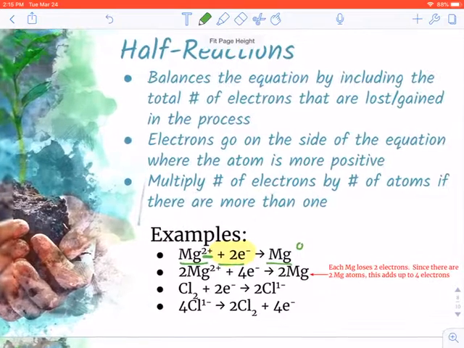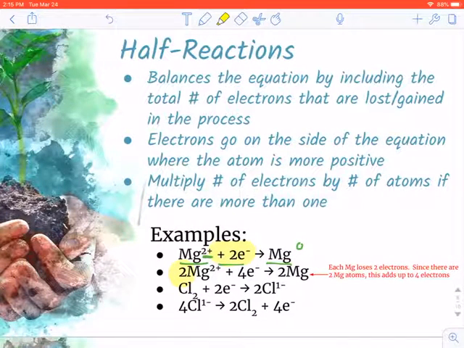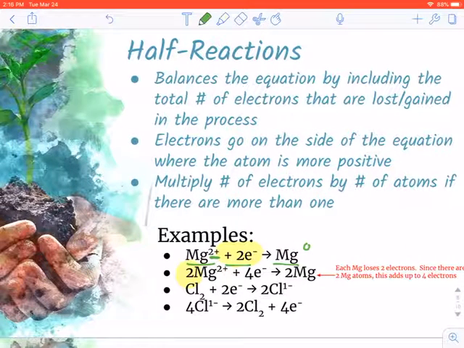If you have multiple atoms, like if you see a coefficient in front, then just multiply the number of electrons that it would normally be by that coefficient. Because each of these magnesiums is losing 2 electrons in this process, then 2 magnesium atoms, 2 electrons each, that's why there are 4 electrons total.